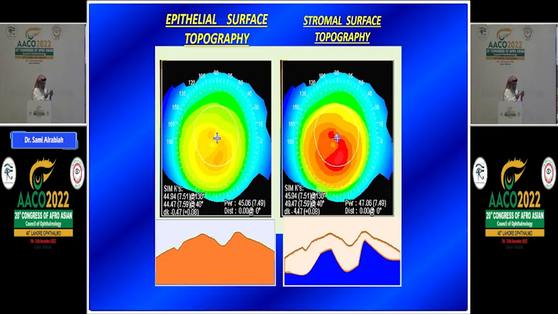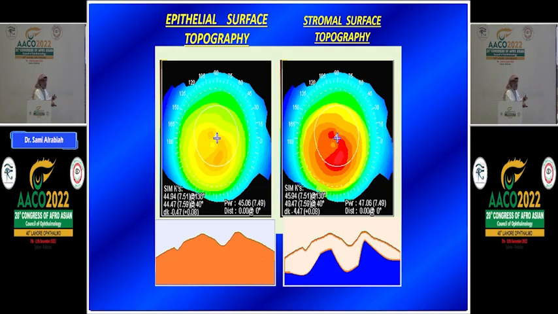Anyway, if you look at the K readings, it's absolutely different. Yes, it is 45 with the epithelium. It is 47. This is the reality. So it is really very convex. And then look at the astigmatism. It is 0.4. Very good. Just 0.5 degree. But if you remove the epithelium, you discover it is 4.5.